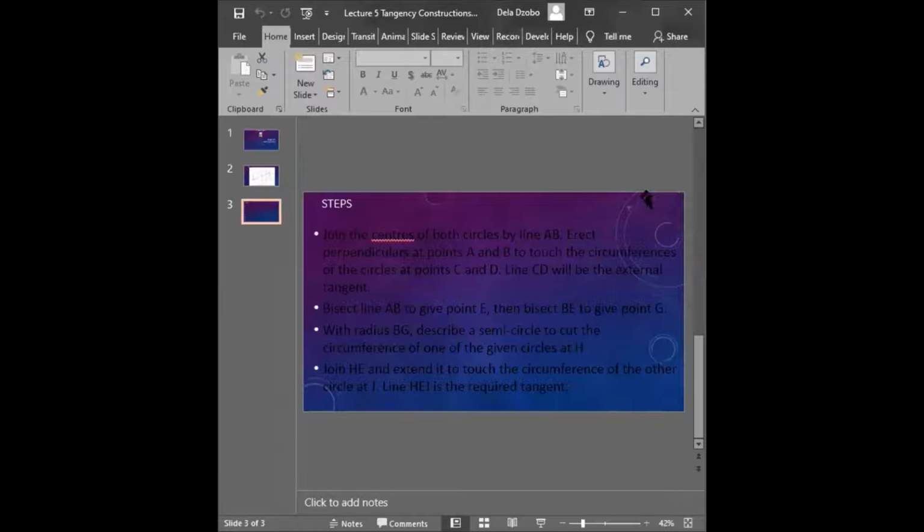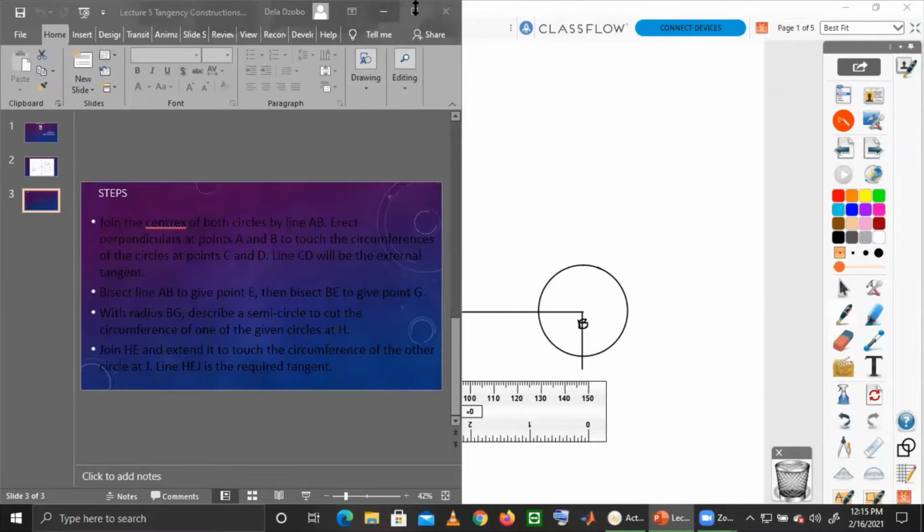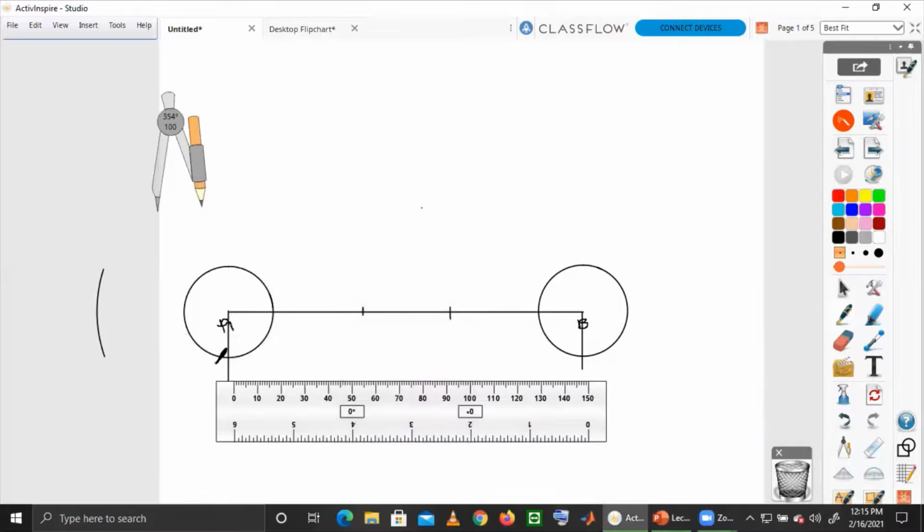Our steps say that now we erect perpendiculars at both points A and B to touch the circumferences of the circles at points C and D. So I'm just going to rename my points at points C and D. This is going to be my C, and this one is going to be my D. All right.